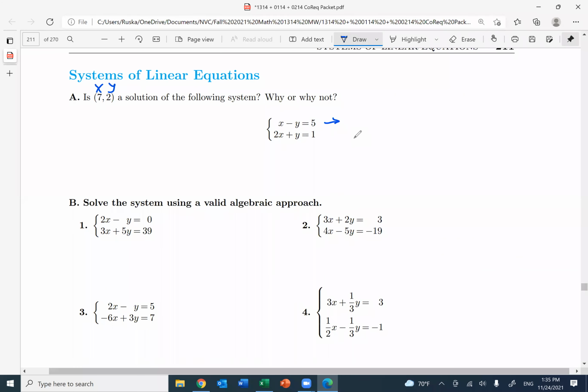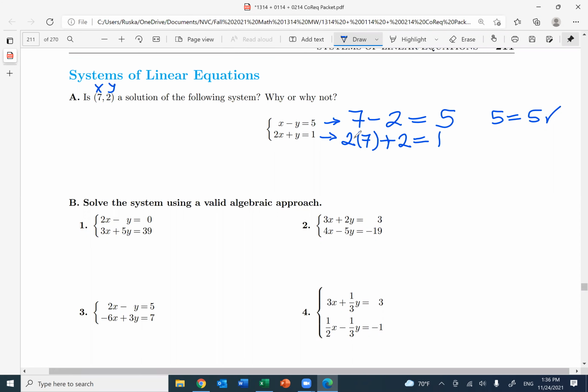So the first one, x minus y equals 5. Plug it in: 7 minus 2 is 5. 5 equals 5, which is good, right? It's right. Now let's check it in the second equation. I'm replacing x with 7 and y with 2, so I have 2 times 7 plus 2, and that should equal 1.